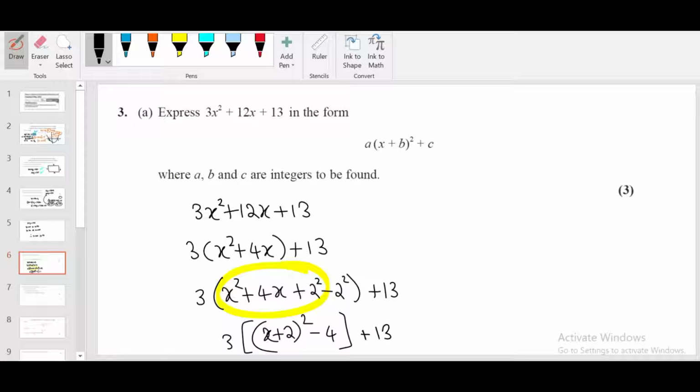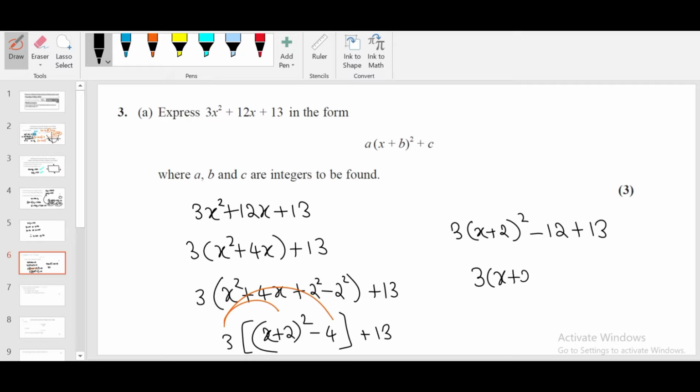Open the bracket now and take this 3 and multiply both. You will get 3 times x plus 2 whole square minus 12 plus 13. When you simplify minus 12 plus 13, you will get plus 1. And then write A, B, C. A is the number outside the bracket, B is the number inside the bracket, C is the number standing all alone.